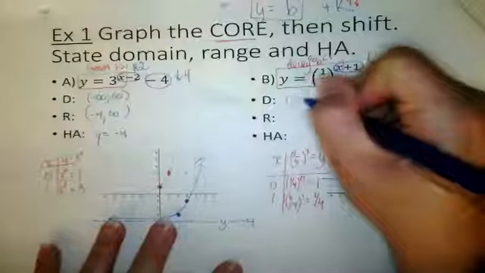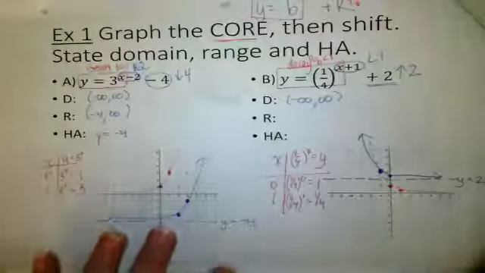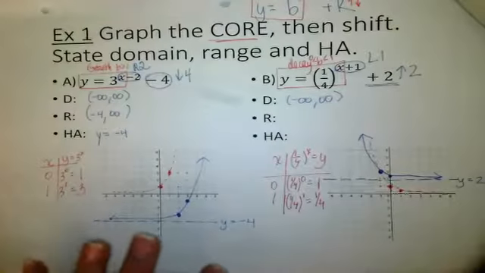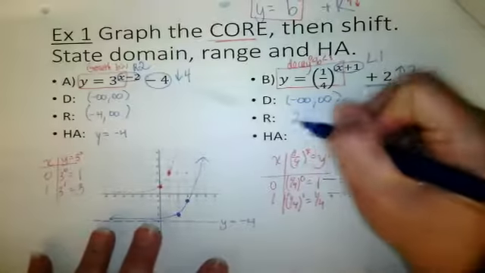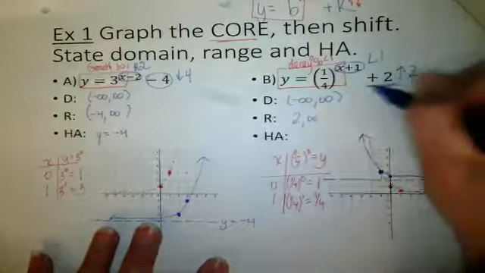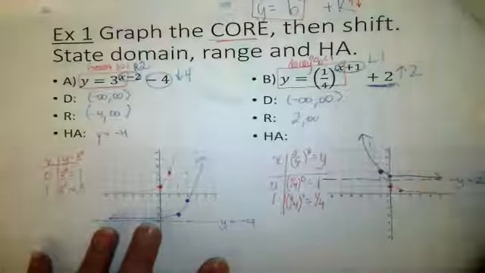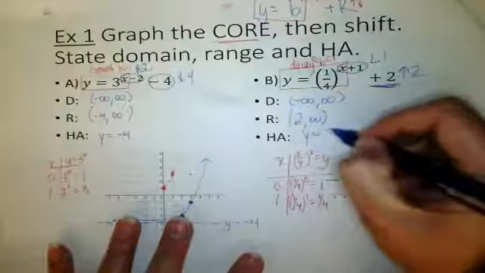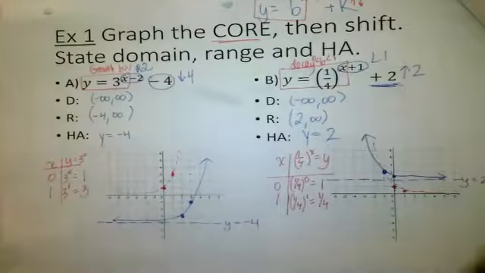The domain is negative to positive infinity every single time, ladies and gentlemen. What's the range? 2 to infinity, whatever this happens to be. The k is your asymptote, helps with your range. Y equals 2 is the asymptote there.